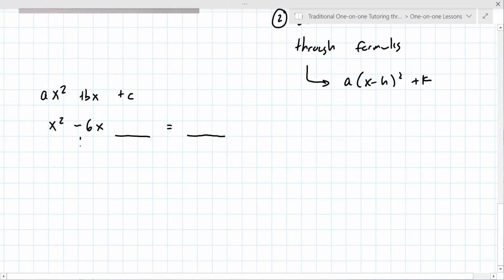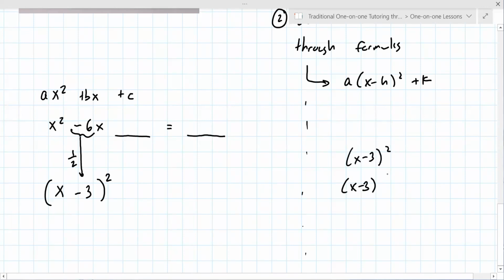The first thing you do here is you bring this x down, but you cut the coefficient in half. So what is half of -6? -3. You bring this x down, so you're at x minus 3 squared. Now, if we come off to the side here, and I asked you, what is x minus 3 squared? You would say it is x minus 3 times x minus 3.